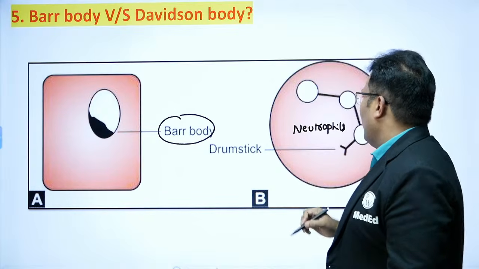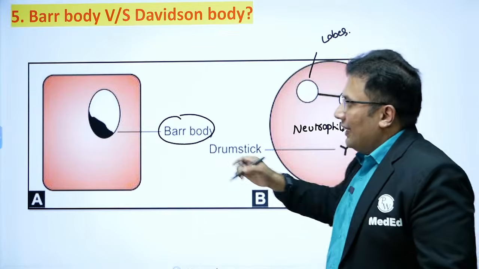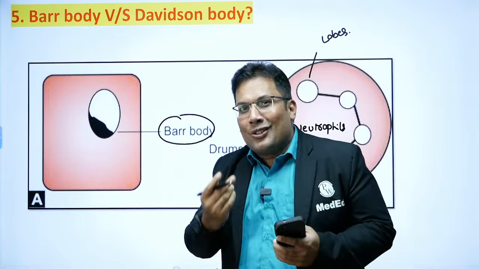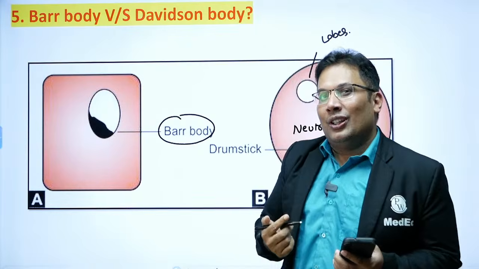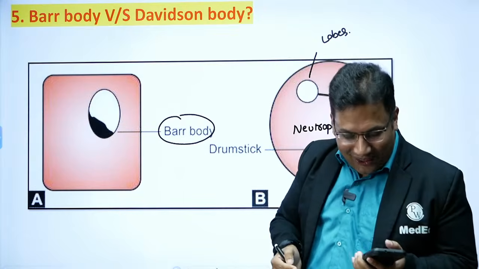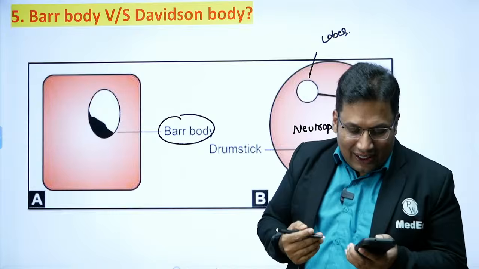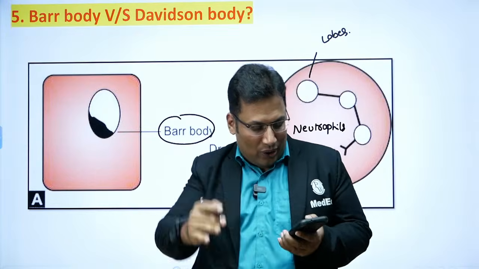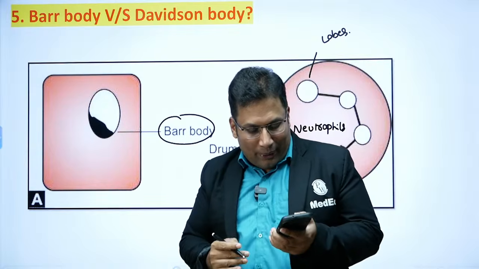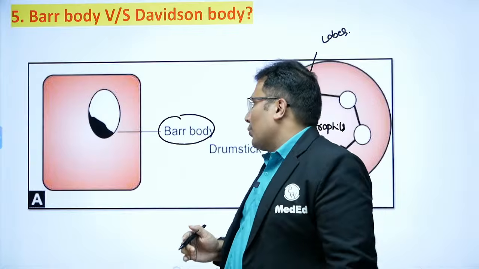So this is a neutrophil, with lobes of neutrophil, and this is the nucleus. Normally we use buccal smear. Buccal smear is commonly used for Barr body estimation. Okay, so 3 marks question, very simple. Barr body is seen in somatic cells, Srinivas, very good. And Davidson body is seen in case of neutrophils. That's great. Priyanka also answered. That's really nice. So it is a simple question.